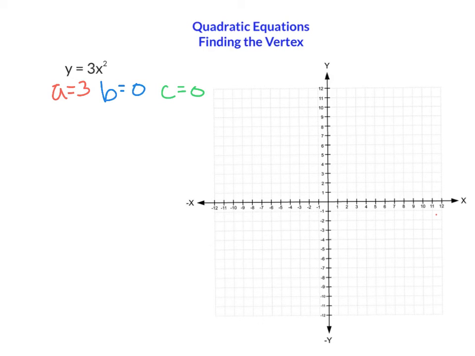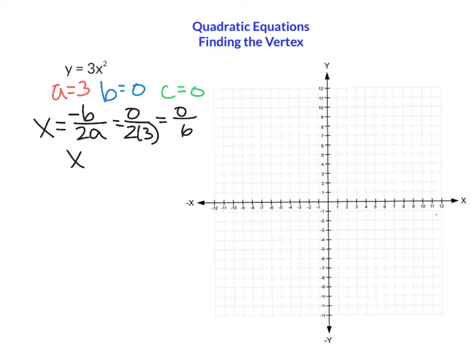So I go back to my formula for finding the axis of symmetry, which is negative b divided by 2a. I substitute my values in. That means I would have negative 0. Well, you can't really have negative 0, so we'll just write 0 divided by 2 times 3, which is 0 over 6. And 0 divided by anything is going to be 0. So my x value is going to be 0. My axis of symmetry is going to be where x equals 0, which happens to be my y-axis.